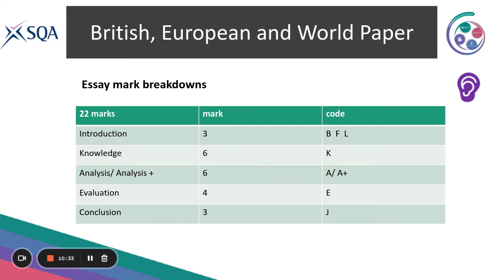Knowledge is worth 6 marks, and that's K. So you might see lots of different Ks written all over your essay. You may even have 10 or 12 Ks, but the maximum mark you can get is 6.